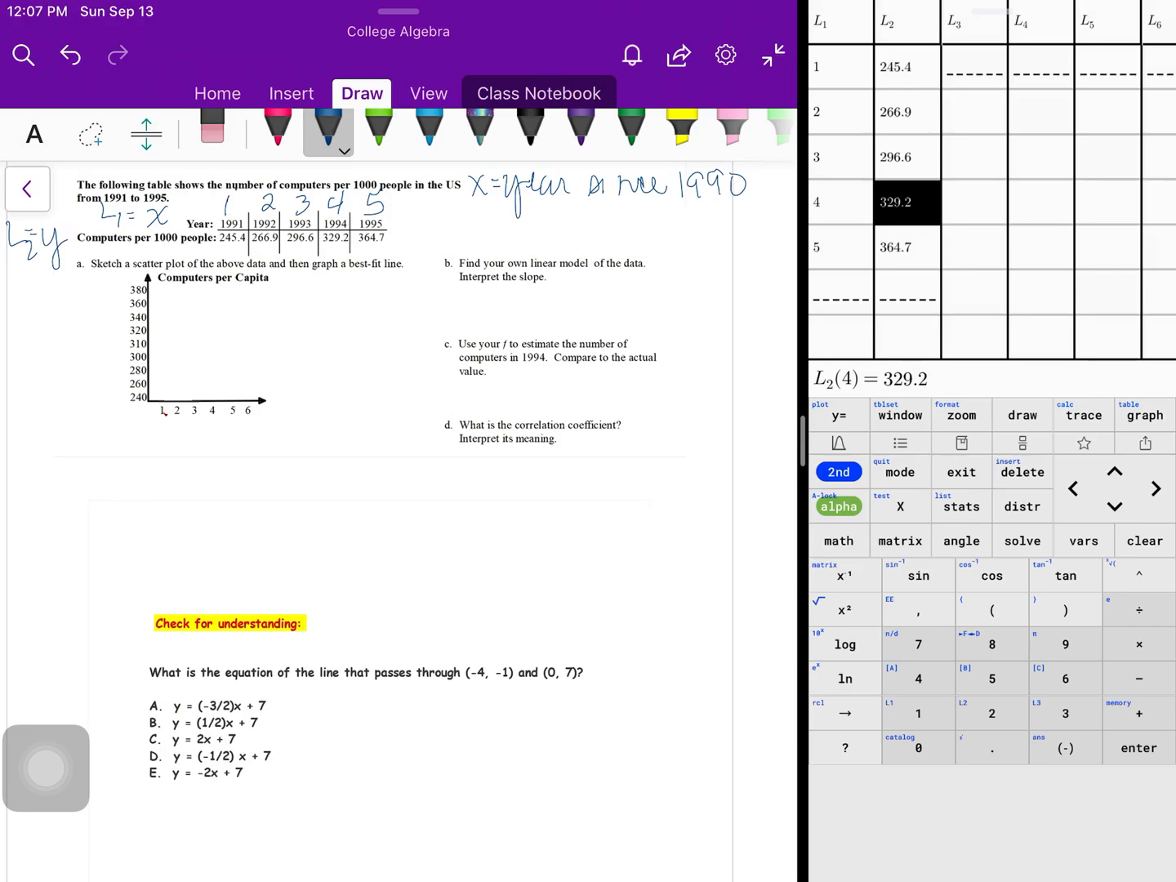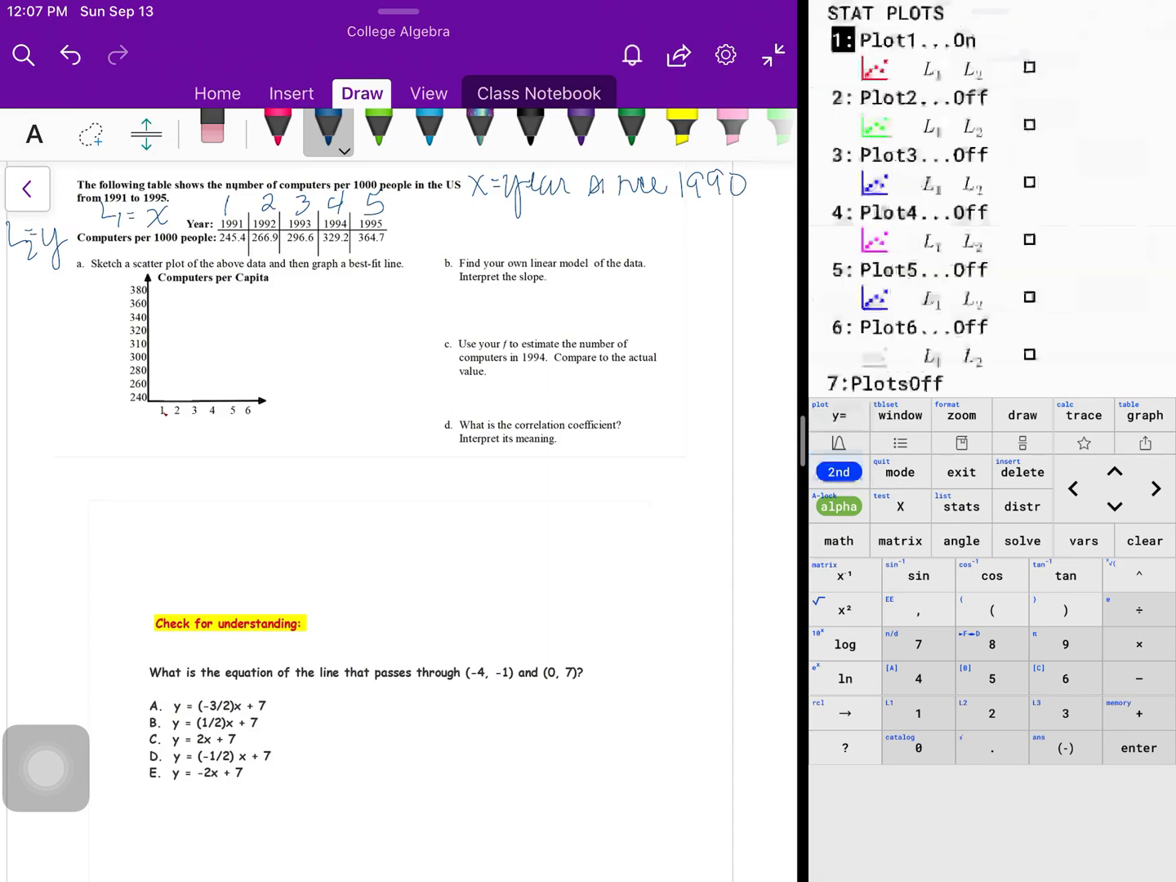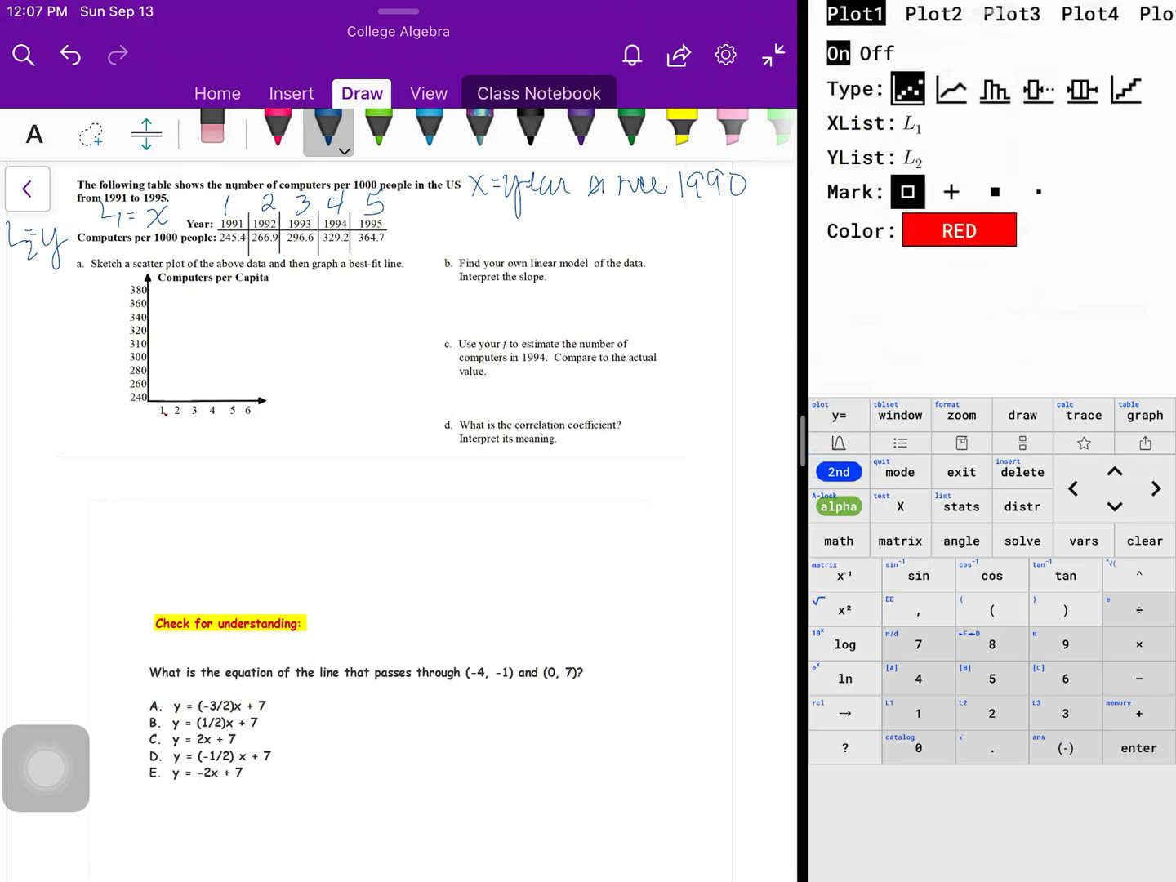So I still don't see this scatter plot. Do you see plot above your y equals? So you'll press second. Anything in blue needs a second key. Second, y equals. And I want to turn my plot on, so I hit enter, and move on to the blinking on and hit enter.